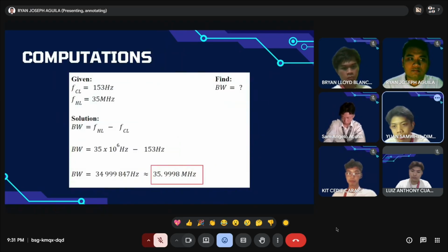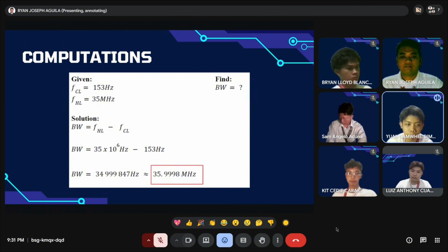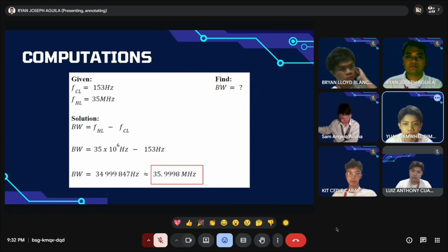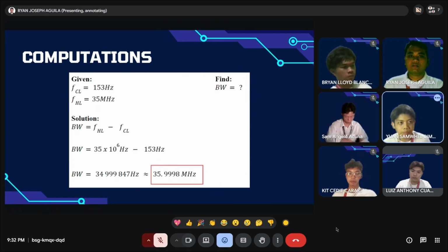With both cutoff frequencies here, we can now solve for our bandwidth, where the formula for the bandwidth is just subtracting those two values. Then after the computation, we get 35.998 megahertz, meaning that the high cutoff frequency mostly dominates the low frequency in these figures. So next slide, please.